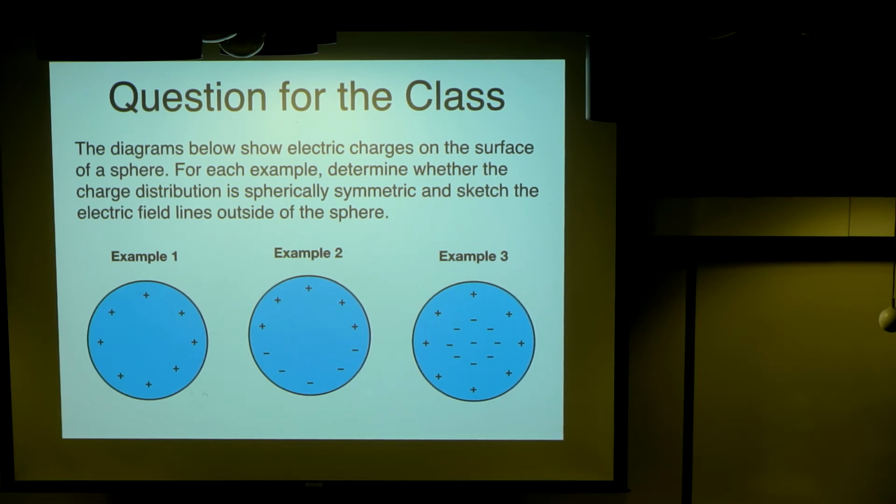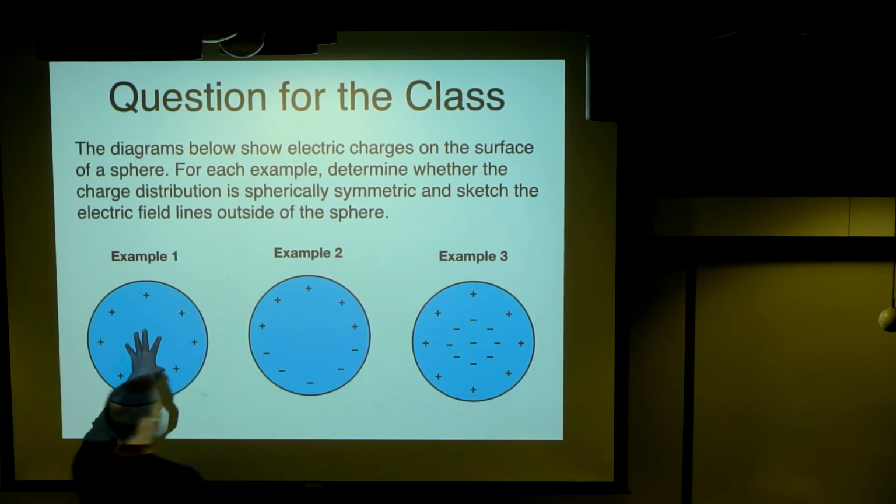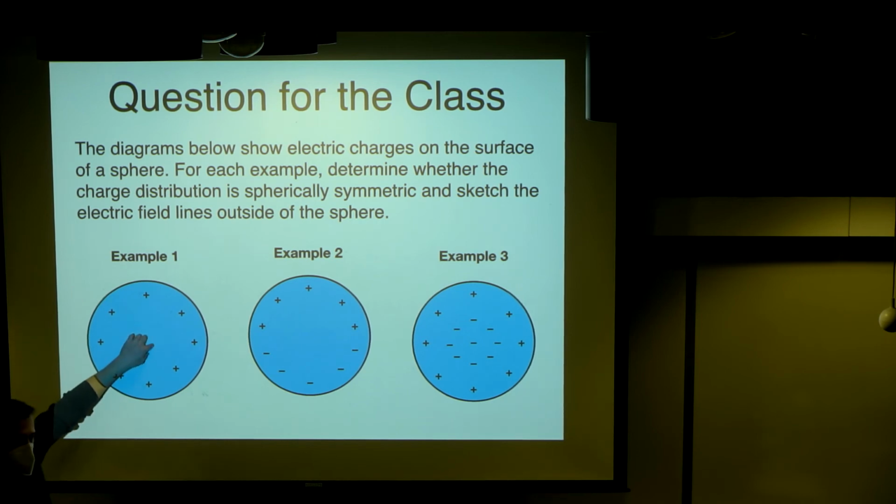So here, let's start with the first question. Example 1, is this a spherically symmetric distribution of charge? Yes, it is. How do we know? If we were to take this and rotate it around the central point, the distribution looks exactly the same, because we have positive charge evenly spread out around the outside of it.